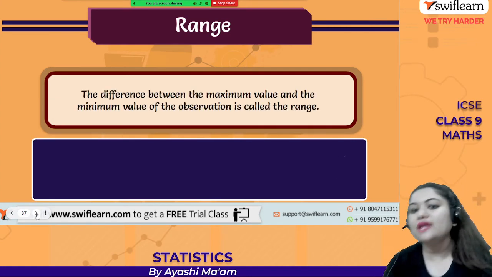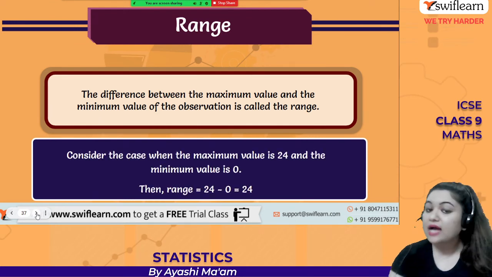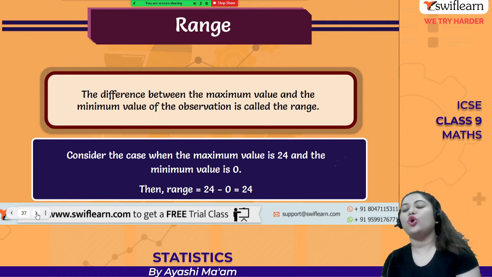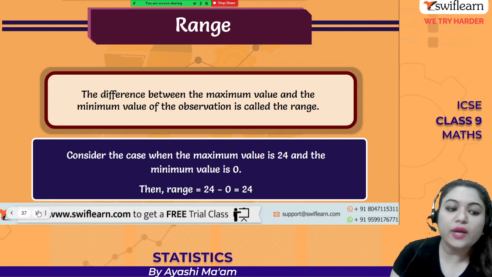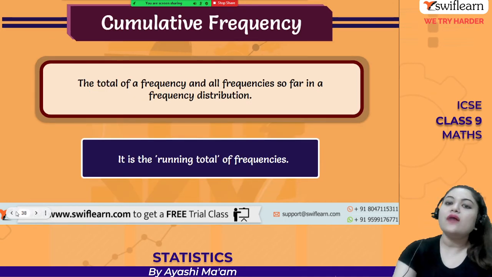The difference between the maximum value and minimum value of the observation is called as the range. Consider the case when the maximum value is 24 and minimum value is 0. तो range क्या होगा, maximum minus minimum. तो maximum आपका है 24, minimum has 0, so 24 minus 0 equals to 24. This 24 is going to form the range.